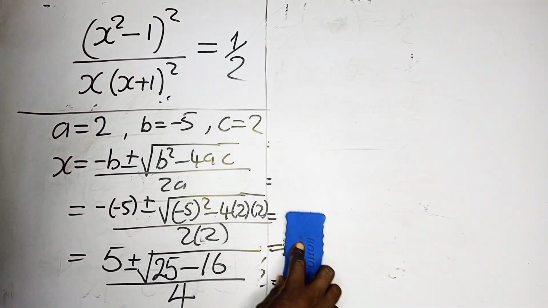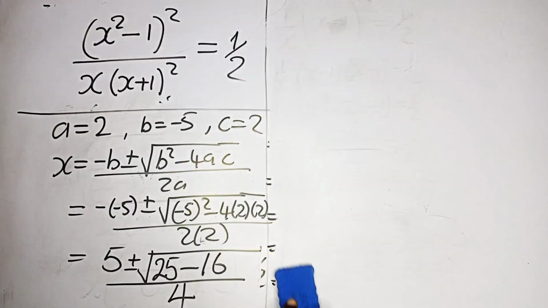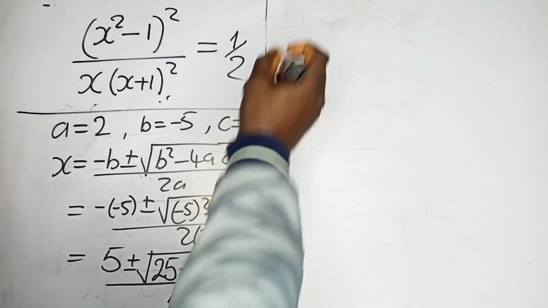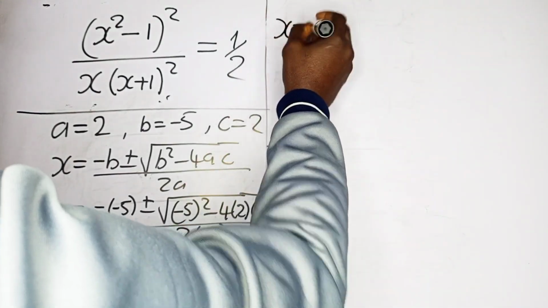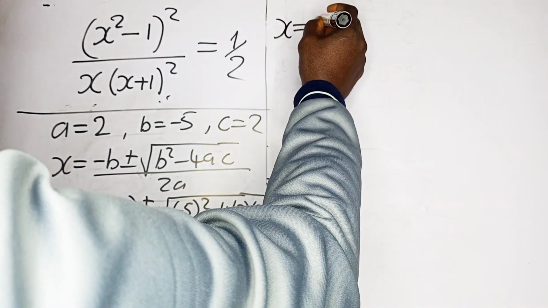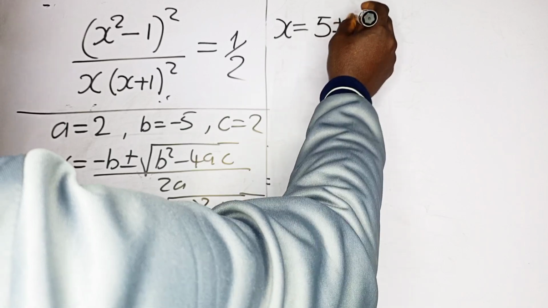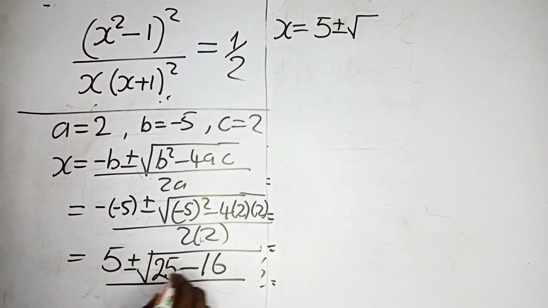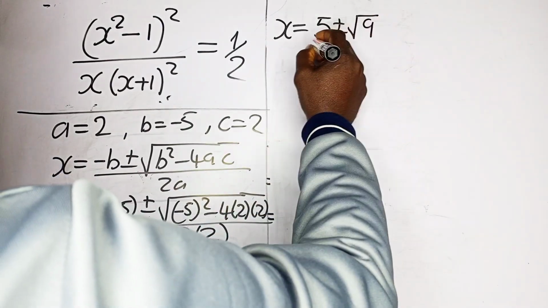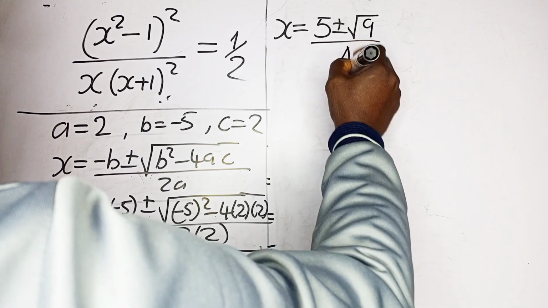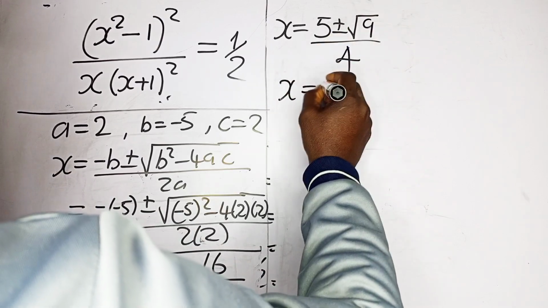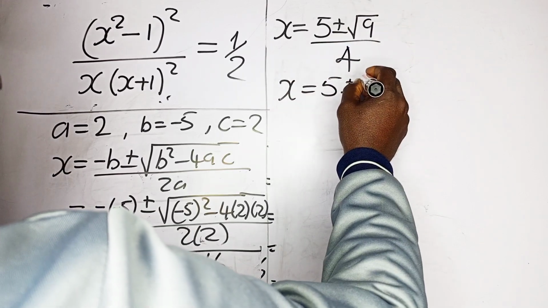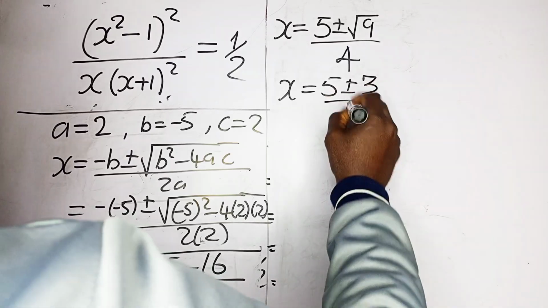From here now we proceed to have the two values of x as x equals 5 plus minus the root of 25 minus 16 is 9, all over 4. The root of 9 is 3. So x equals 5 plus minus 3, all over 4.